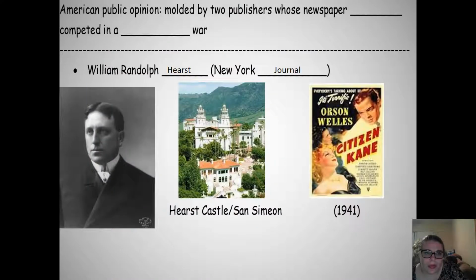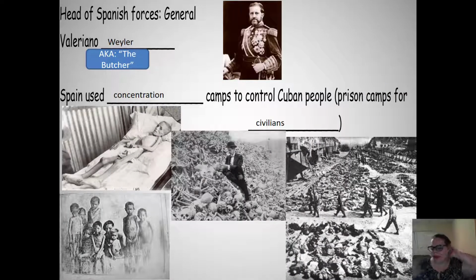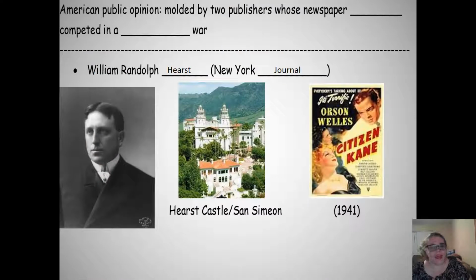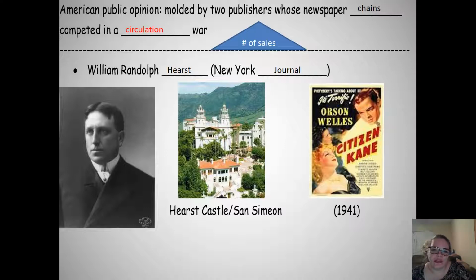Now, the American public opinion, right? This is a horrible, horrible situation, but really it's a situation between Cuba and Spain. So how does the United States get involved? And this is when the media becomes an issue. The American public opinion was molded by two newspaper publishers. And they had two different newspaper chains, and they were competing in a circulation war. Okay? A circulation war is a war over who sells the largest number of papers. Okay? So the first guy you have is William Randolph Hearst. He controls the New York Journal.